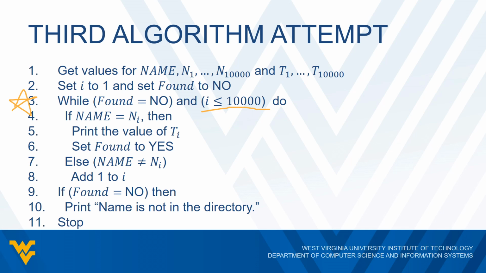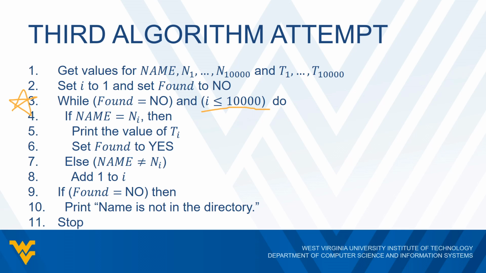So as long as both of these conditions are true, then we're going to go into the while loop. But if either one of these is false, then we consider the whole thing false. That's kind of a logic thing that's involved with conditions. So both found equals no and I must be less than or equal to 10,000. Both those must be true if we want to go into the body of the loop. But even if one of these is false, we're done. We don't need to go into the body of the loop anymore.